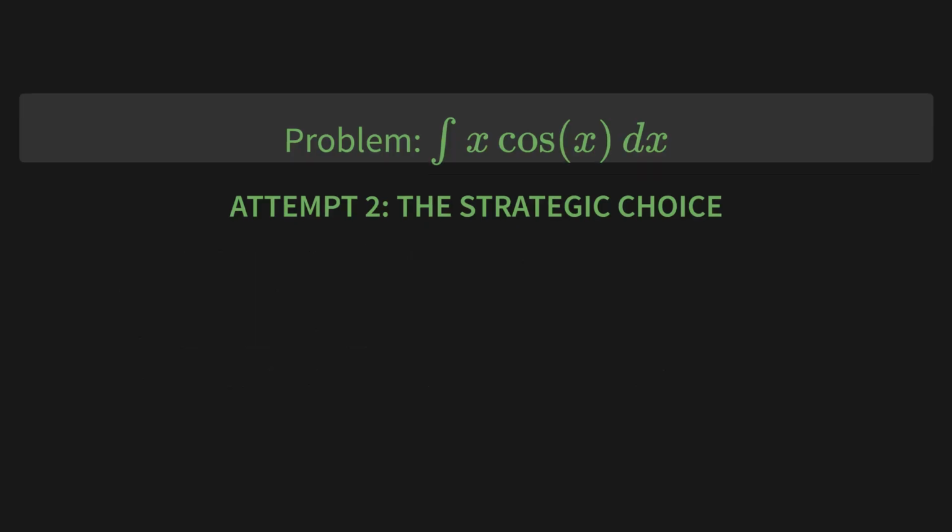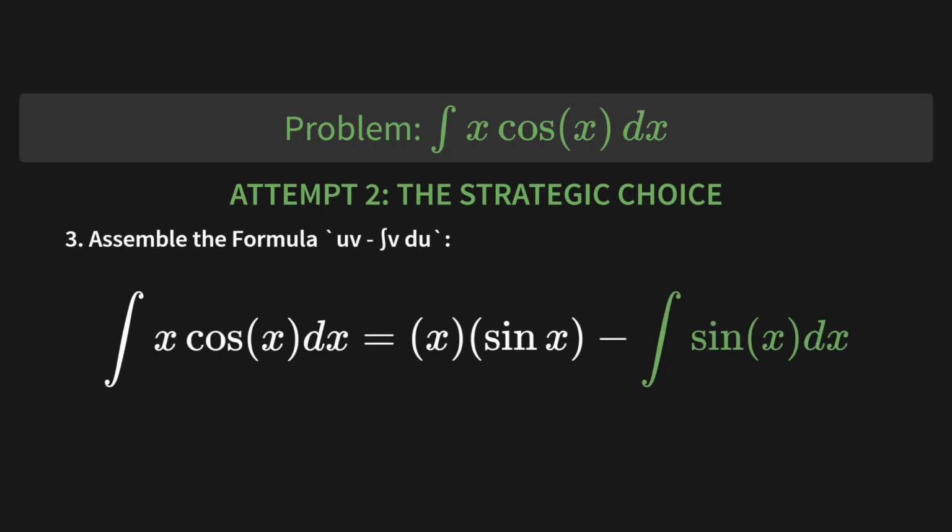Okay, step 3. Assemble the formula. uv minus the integral of v du. The integral of x cosine x dx equals x times sine x minus the integral of sine of x dx. Success! Look at our new integral. That's one of our basic patterns. We've made the problem simpler. Now we just solve it.